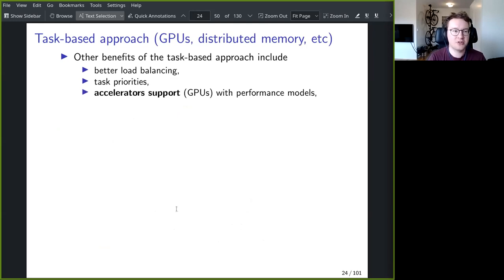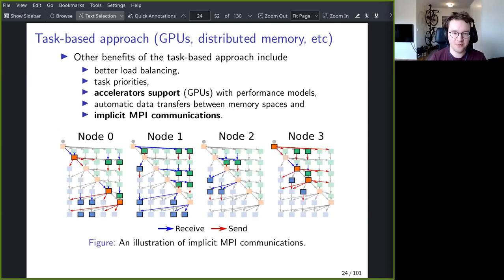Then there are, of course, accelerators. Each task can have multiple implementations, one for a CPU and one for a GPU, and the runtime system can then attempt to use performance models to decide if the task should run on a CPU or on a GPU. And for distributed memory, and for the GPU as well, it will automatically transfer the data to the correct memory space or across the network.